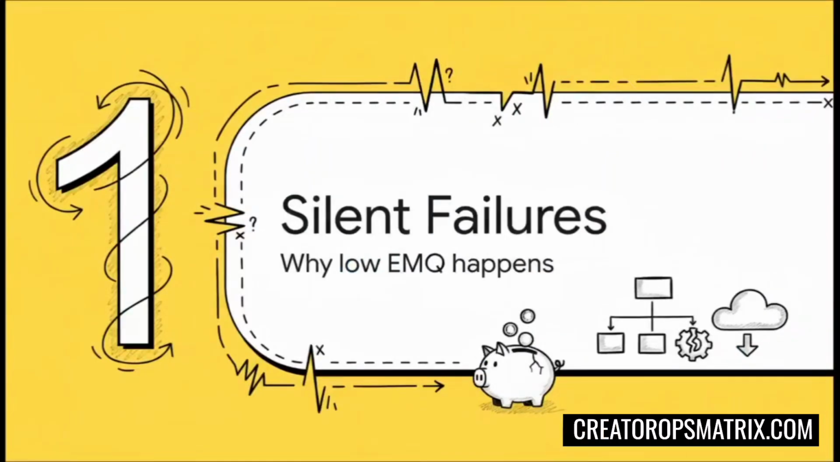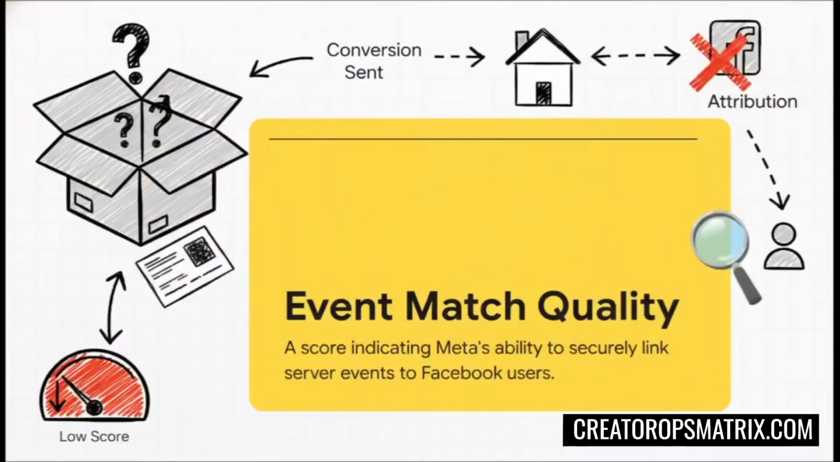Let's start with Section 1, the silent optimization killer. Why low event match quality happens. So, what is event match quality anyway? When you open up the Meta Events Manager, an EMQ score below 6.0 indicates Meta cannot securely match your server events to real users due to missing customer data.